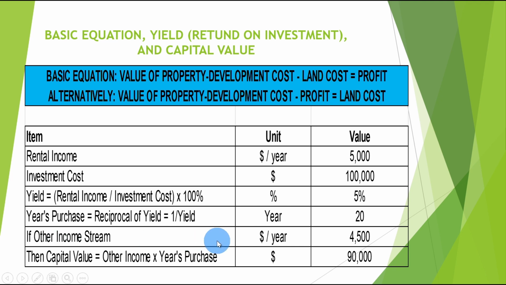So if we have other rental income of 4,500 per year, and we times it by the years' purchase of 20 years, our capital value, or our property value after construction, is equal to 90,000, which is calculated by other income times years' purchase. Other income is 4,500 times years' purchase of 20 years. So we should keep in mind our basic equation, and maybe if you are able, you can remember the yield calculation, or we can coordinate with the business development if we like.